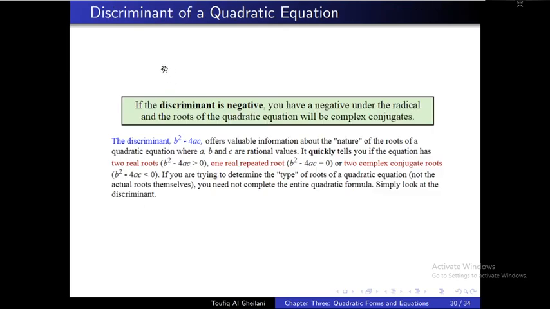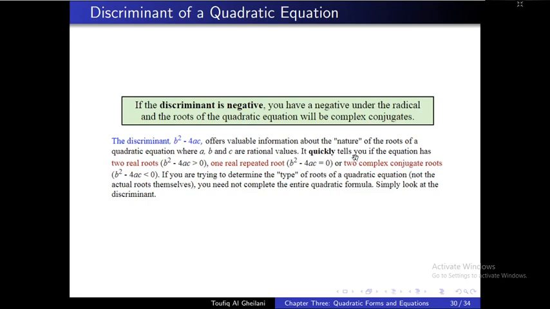Now the discriminant of a quadratic equation. If the discriminant is negative, you have a negative under the radical, and the roots of the quadratic equation will be complex conjugates. The discriminant is b squared minus 4ac, and it offers valuable information about the nature of the roots of the quadratic equation, where a, b, and c are rational values.